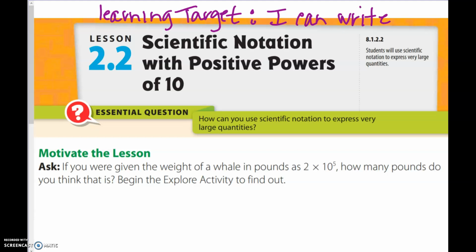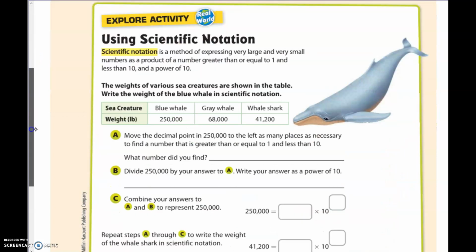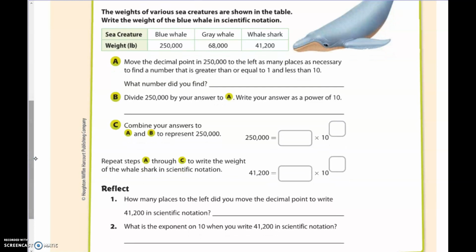All right, we're going to do a little experiment here where we're talking about some powers of 10 and some larger numbers. In this chart, we have some different sea creatures: a blue whale, a gray whale, and a whale shark. You can go right along in your book and open up to page 39 and write down these notes as we go through them. If you need to dig out your book, just pause the video.